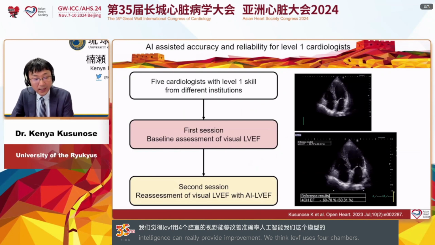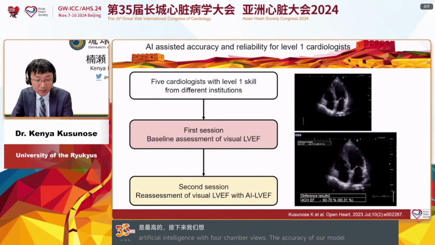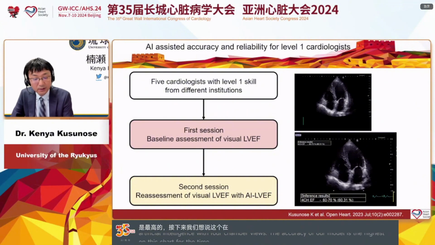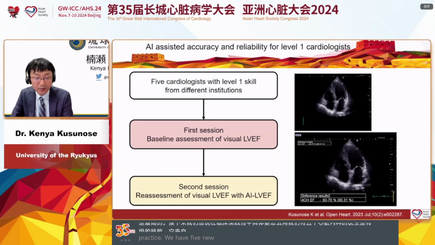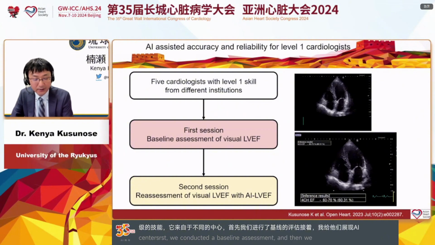Next, we would like to see how this could be useful in a real clinical setting. We got 5 people with basic level 1 skills from 5 places. First, they estimated the LVEF value. Then, we showed them an AI LVEF on the same screen and asked what they thought about it.